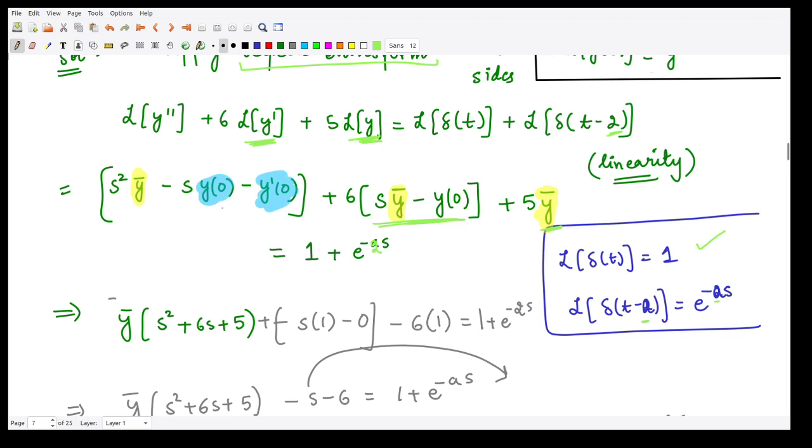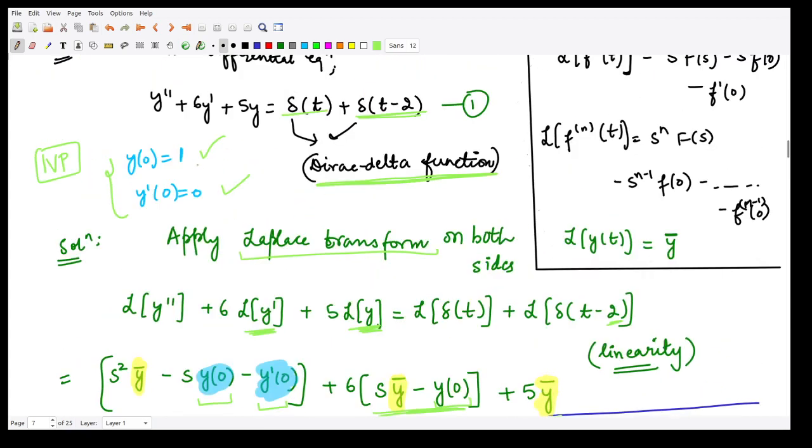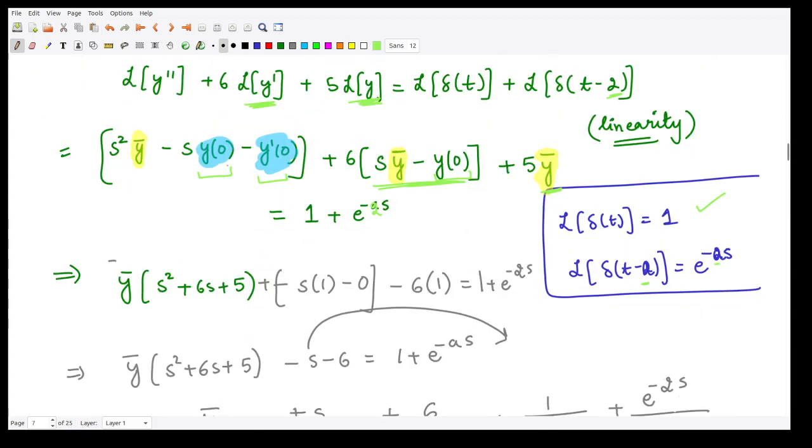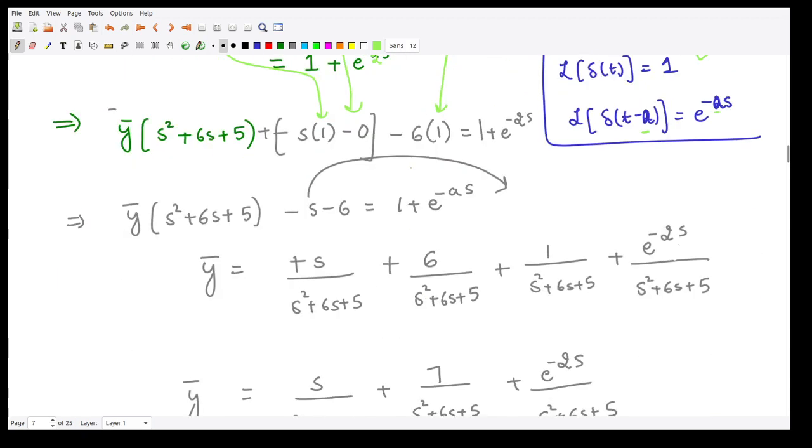So now we can substitute the values of y of 0 and y dash 0 here. The values are given to be 1 and 0. So we'll substitute its value as 1, its value as 0 and its value again as 1. And when you simplify this expression in terms of y bar, you will have an expression of this kind. So now we are ready to calculate the inverse Laplace transform of this particular expression.